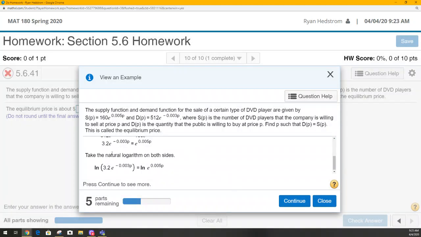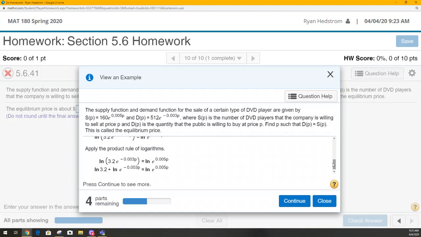Then we're going to take the natural log of both sides. Now what happens here is we get the natural log over here, we get the natural log over here, but then we're going to use our properties of logarithms where we're going to apply the product rule. And what happens in that product rule over here, we got 3.2 and then e to this. Whenever you have two things that are being multiplied together in a logarithm, you want to separate them by adding them. This side isn't going to change yet.